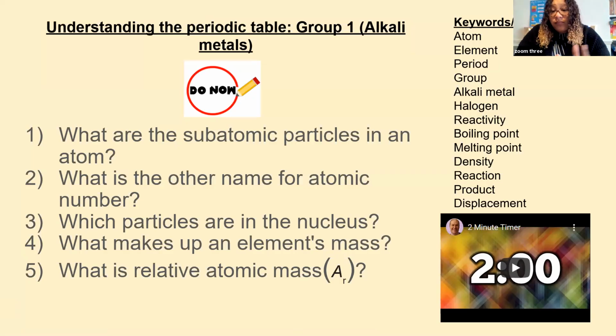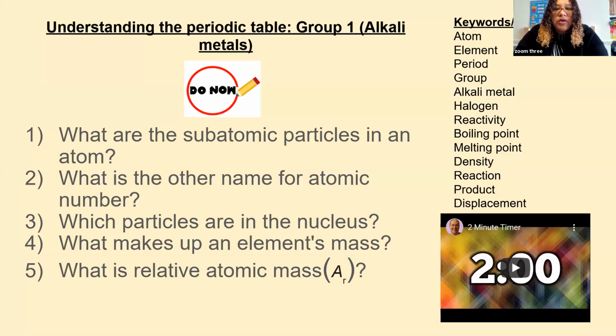Question 1, what are the subatomic particles in an atom? Question 2, what is the other name for atomic number? Number 3, which particles are in the nucleus of the atom? Which of those subatomic particles make up the mass? And what is a relative atomic mass? Okay, so atomic number and relative atomic mass are different.